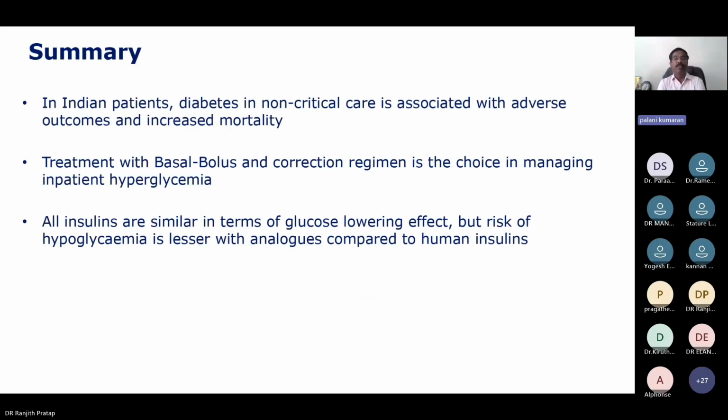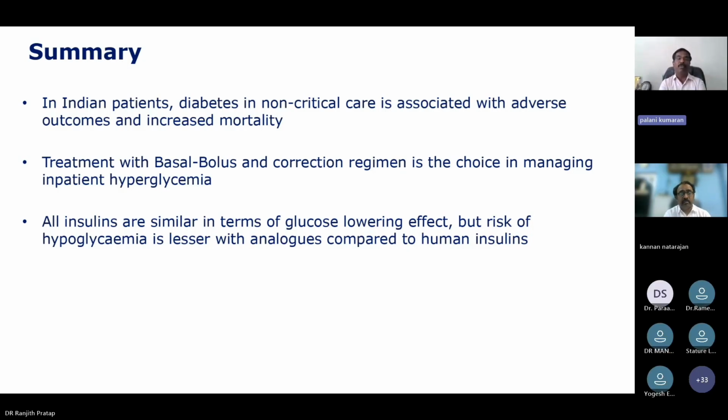To conclude, diabetes in non-critical care is associated with adverse outcomes and increased mortality. Treatment with basal bolus and correctional regimen is the choice, and it should be scheduled subcutaneous insulin. You should not advocate sliding scale insulin. All insulins are similar in terms of glucose lowering effect, but the risk of hypoglycemia is less with analogs compared to human insulins. Thank you for patient caring.